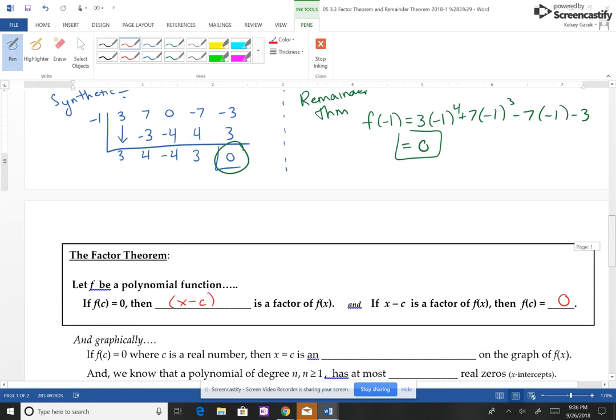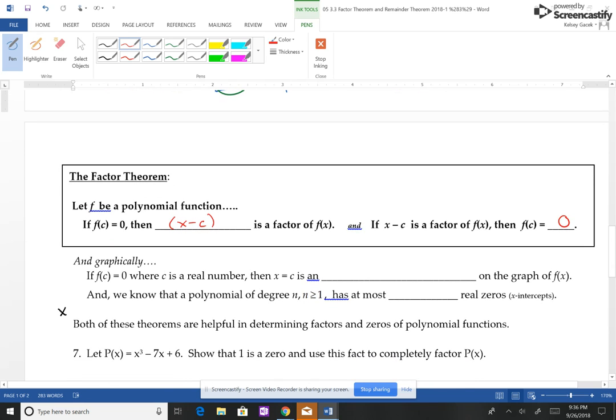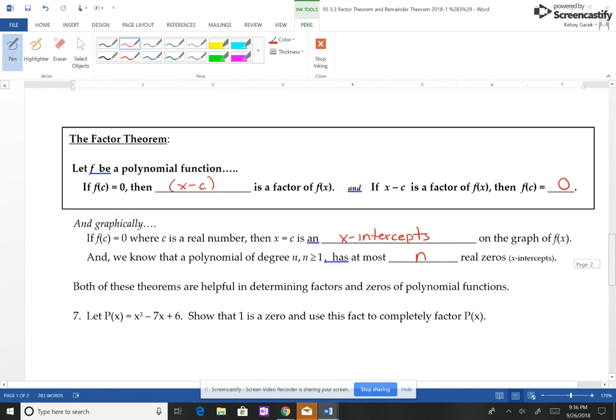And just a couple of reminders graphically: on a graph, when we have this remainder of 0, then c is going to be an x-intercept, right? X-intercepts are the same thing as solutions, as zeros. There are lots of names for it. And we know that on a polynomial of degree n, we can have at most n real intercepts. So if we have a degree of 7, there can be 7 x-intercepts. There can't be any more, but there could be fewer.